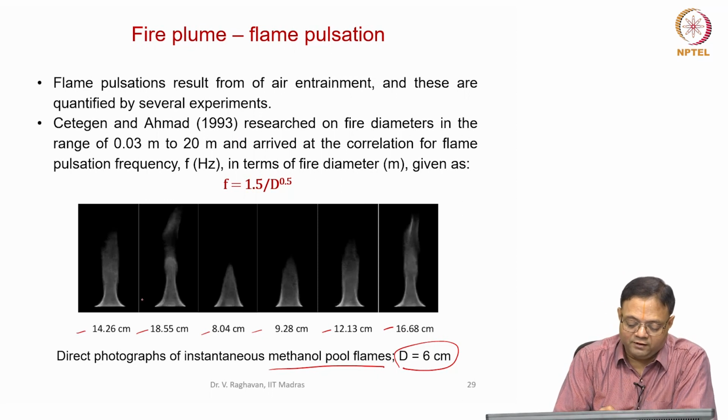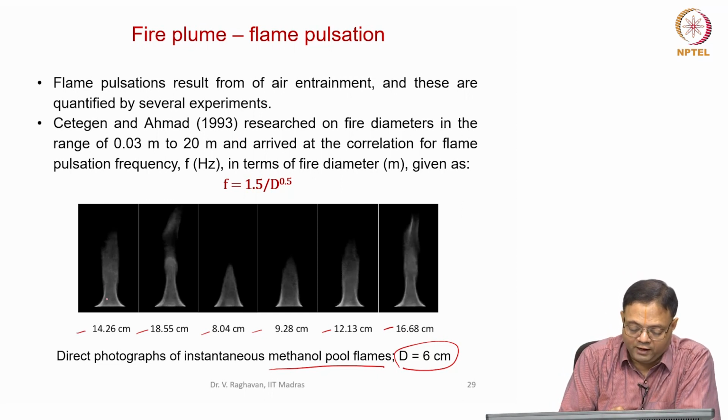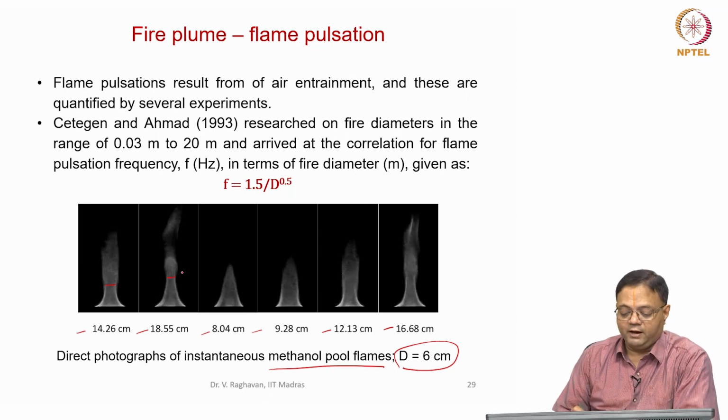Okay, you can see this clearly. Here the air entrainment is starting, so the flame radius also is somewhat higher. When the air entrainment comes in, the flame is actually becoming narrower here based upon this. See this and this diameter.